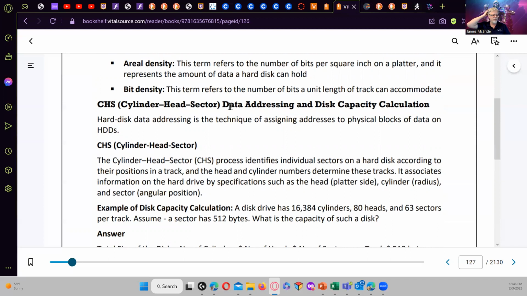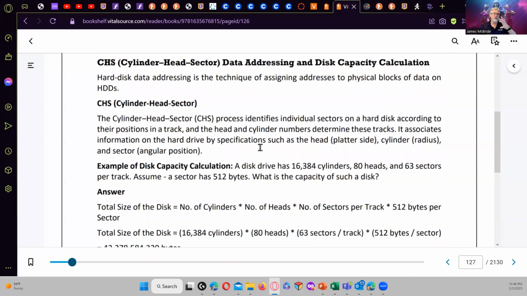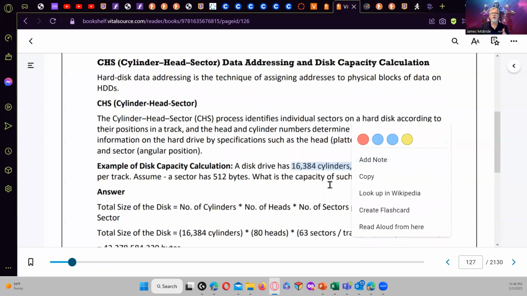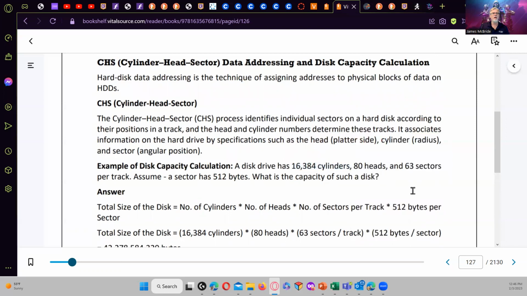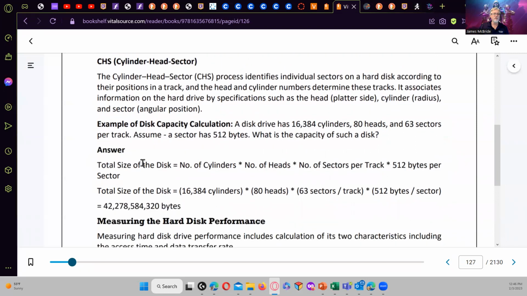That's what we're talking about. Yeah, it's right here. Geez, it's right in front of me, and then I went all over the place trying to find this. Anyway, so CHS is a calculation that you can do, and it is dependent on the geometry of what's happening. For instance, how many cylinders are there on this drive? How many heads are there? How many sectors per track? And we're going to assume 512 because that's the old standard. So what you do to find out the total size of the disk is you just take the number of cylinders, multiply it by the heads, multiply it by the sectors, multiply it by 512 in the sector, and you end up with the total.